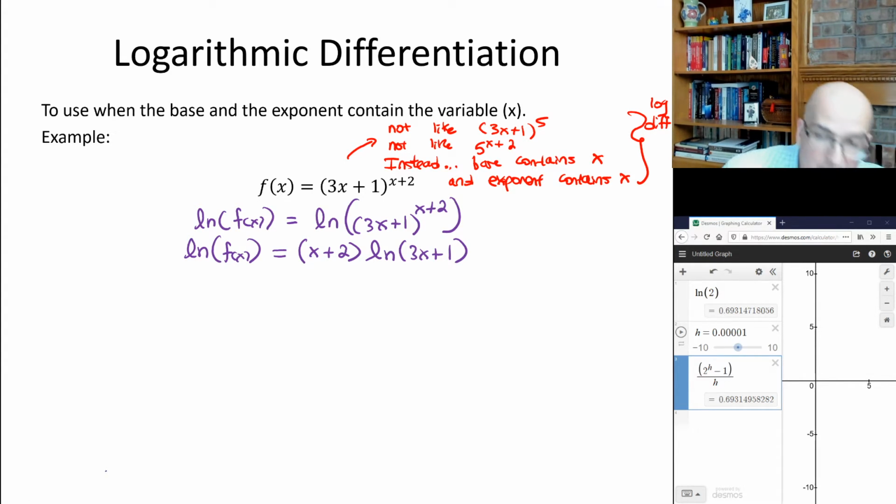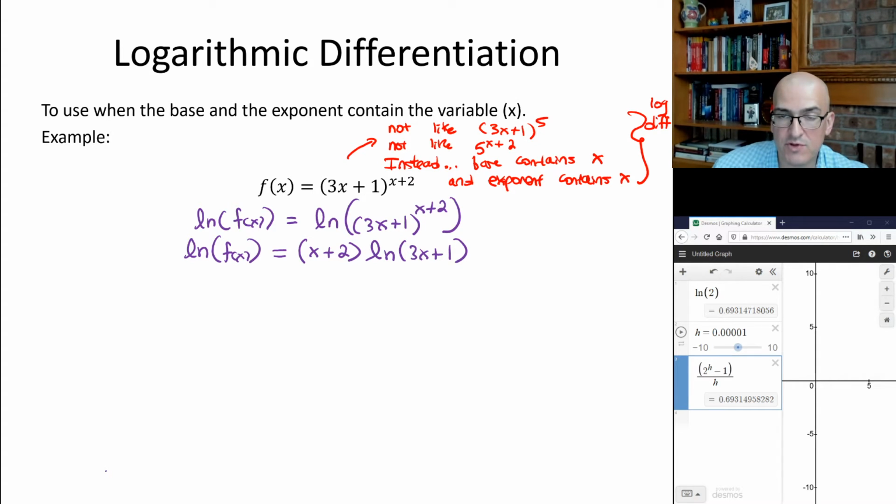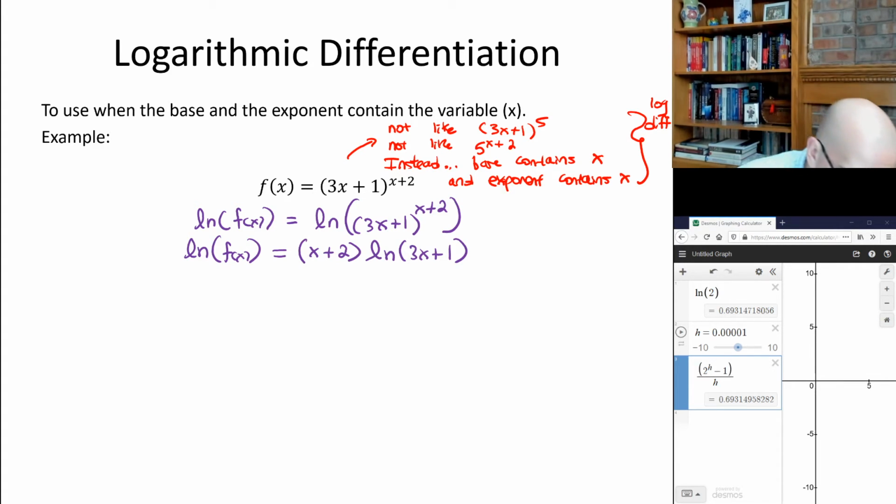Okay, so that was step 2. Step 3 is to take the derivative using implicit differentiation on the left hand side, or chain rule, and then the product rule on the right hand side. So here's my product rule. We have an a and we have a b.